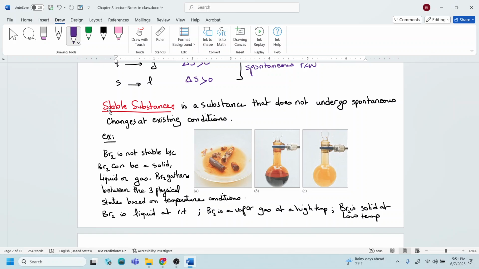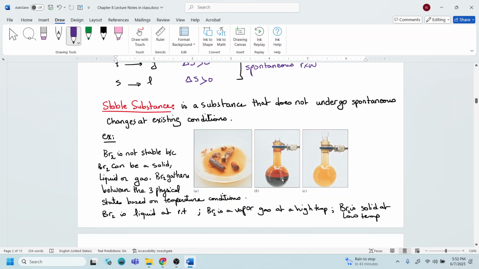Like, for example, bromine. Here I'm showing 3 physical states of bromine. So bromine is not stable, because at room temperature, bromine is a liquid. You know that bromine is a diatom, so we write bromine as Br2. At room temperature, bromine is a liquid.